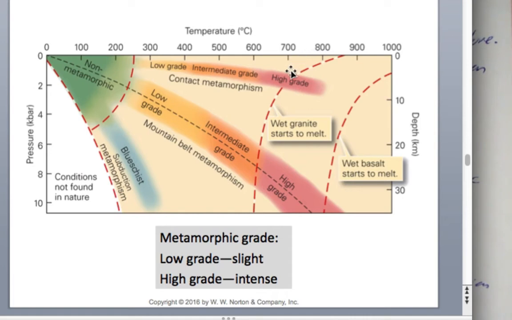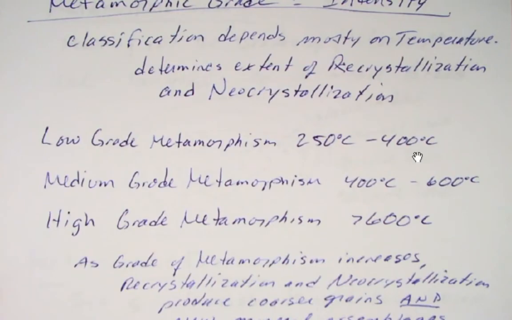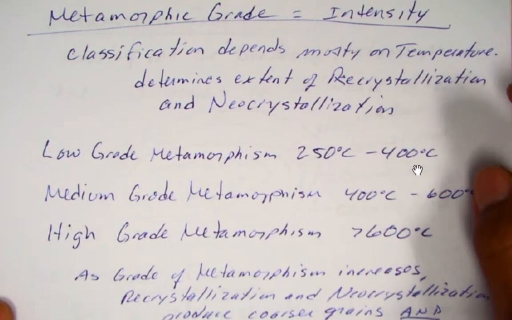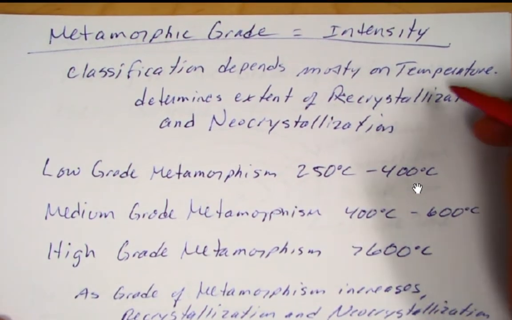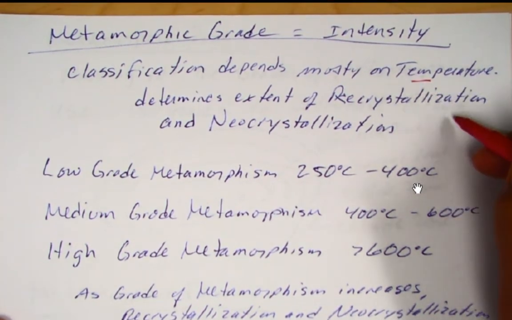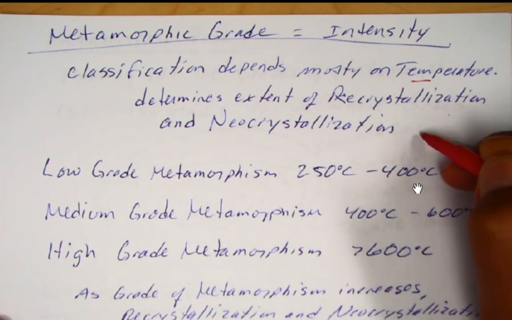And so you can see that low-grade metamorphic rocks, so let's say we have a phyllite or slate over here. If we take that phyllite to a medium-grade region, then we get schist. And if we take this to even higher pressures and temperatures, we can get gneiss. This metamorphic grade refers to intensity, and it depends mostly on temperature and determines the extent of recrystallization and neocrystallization.